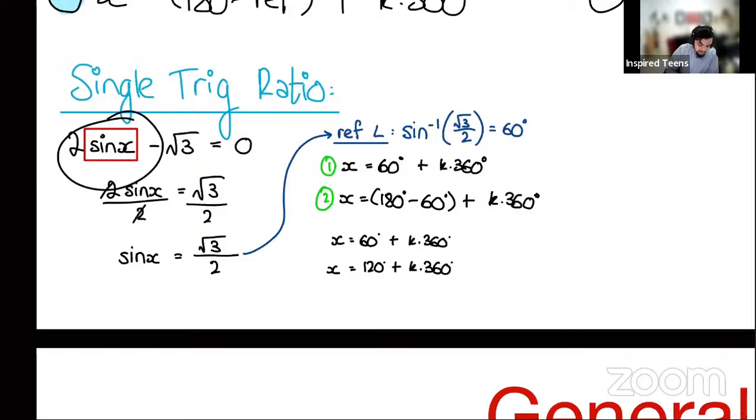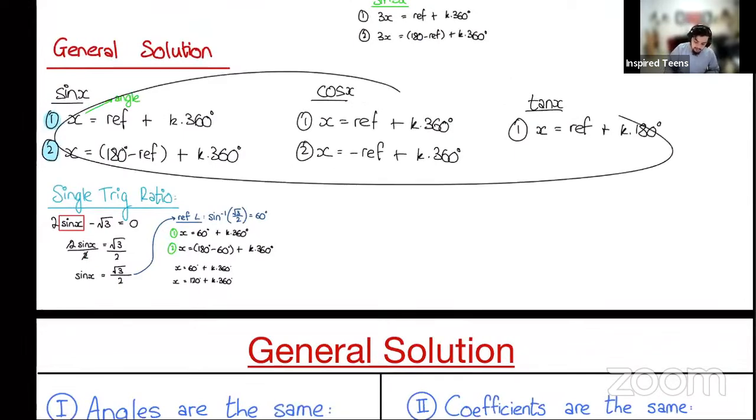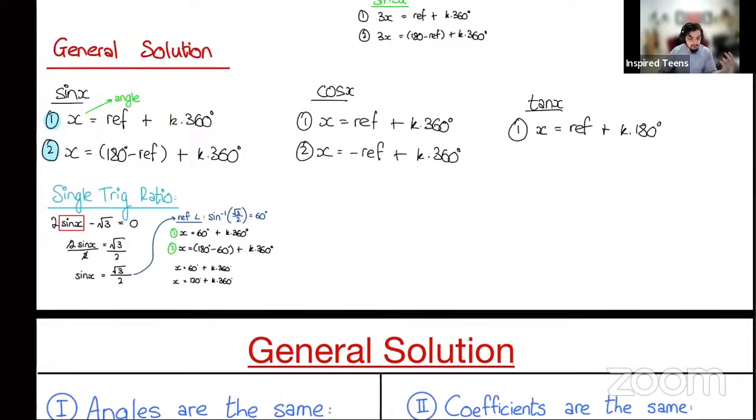First step, isolate the trigonometric function, sine x. The second step is to solve for its general solution, which is to first find the reference angle by taking shift of the trig ratio. In this case, it was sine. So we said shift sine of whatever sine x is equal to, to find that reference angle. Once you have the reference angle, you substitute the reference angle as well as the angle itself into the general solutions. Again, these general solutions are not given in your formula sheet, so you need to memorize these. They're relatively easy to memorize.